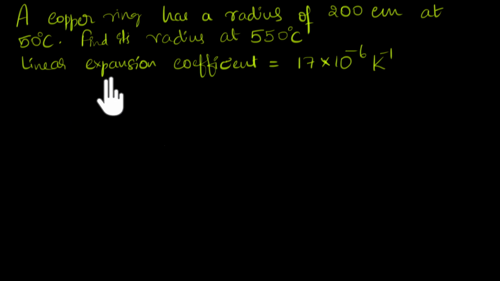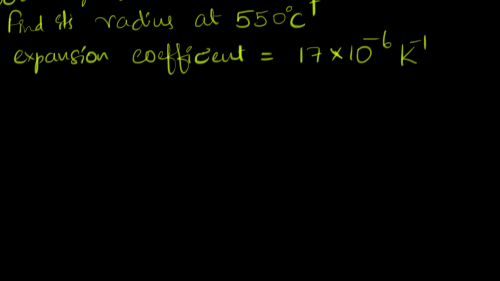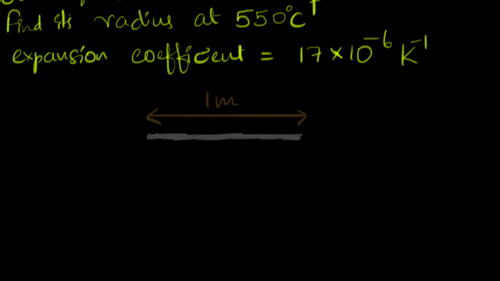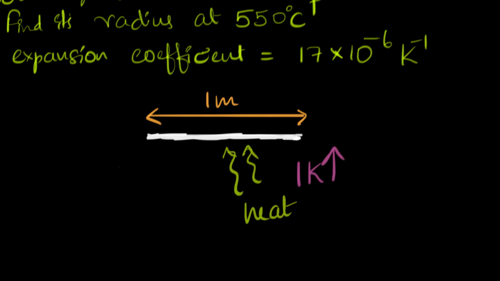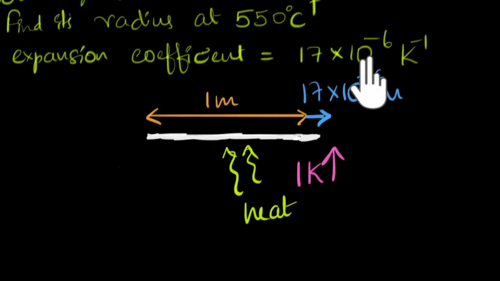Now this number, called the linear expansion coefficient, is just a number that tells us how much something expands on heating. So this number tells us how much copper expands on heating. Here's the way to think about this. Imagine you had exactly a 1 meter long copper wire, and you heat it up, increasing its temperature by exactly 1 Kelvin. Then the whole thing would expand by that number. That's what this number really is.